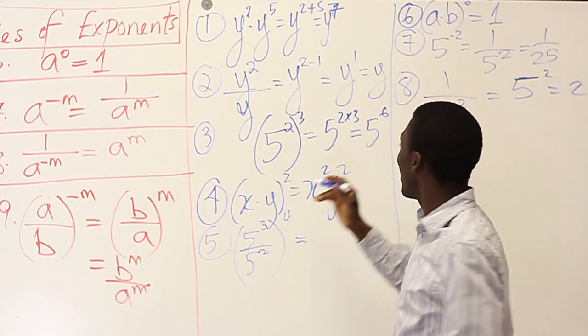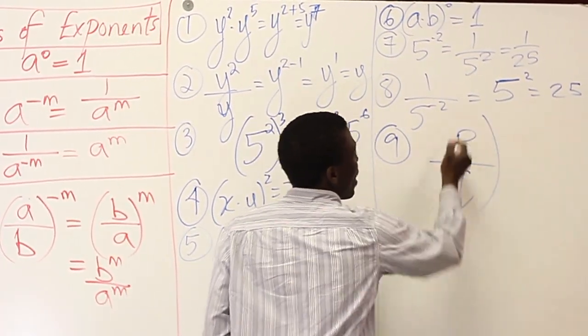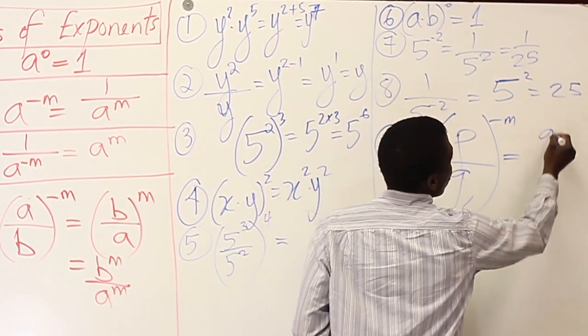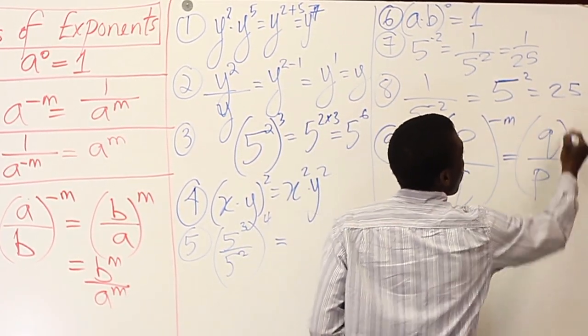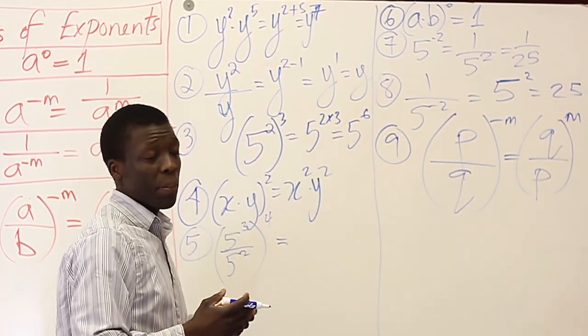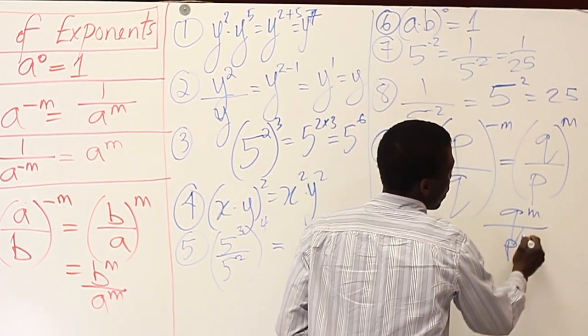And the last one, if we have p over q, and we're raising that to negative m, then that just becomes q over p to the positive m. Notice I switched that around, and we can talk about why that happens in a different video. And that just becomes q to the m over p to the m.